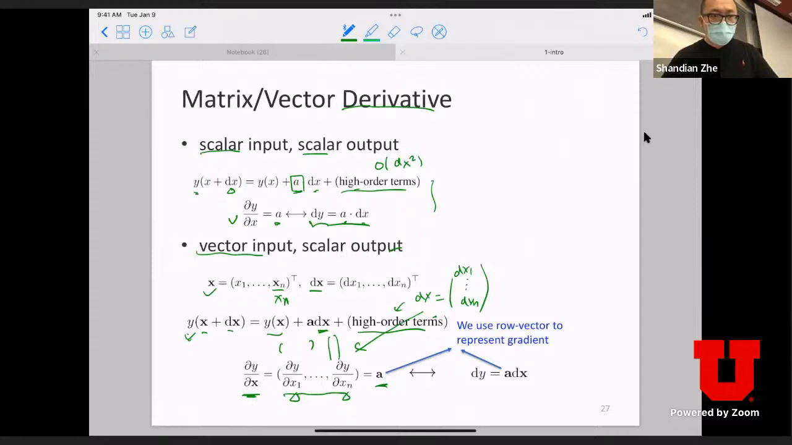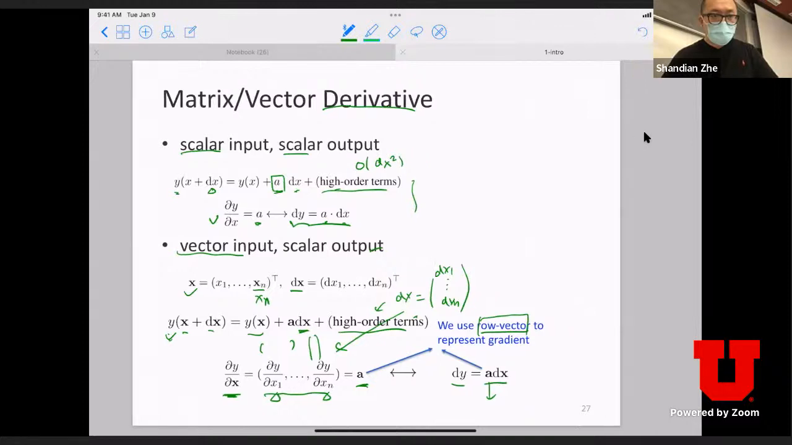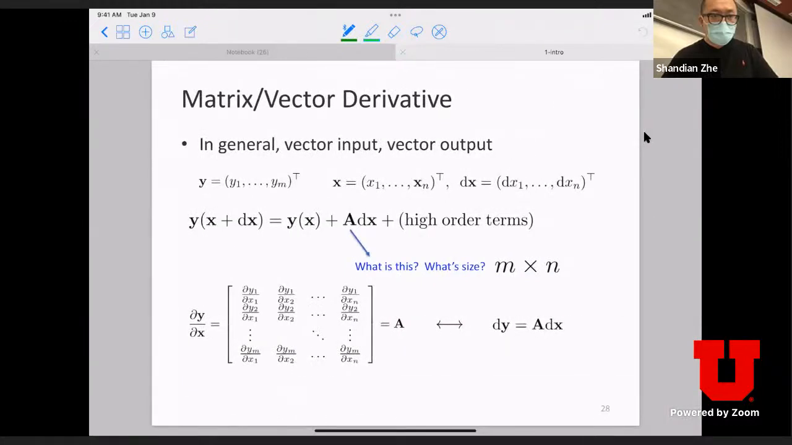Again, we can write this in another way. We can simply write dy equals A times dx, but A here is a row vector. Careful, because doing this, you need to always pay attention to the size and shape of your vectors and the matrices. Okay, so now let us move to an even more general case.